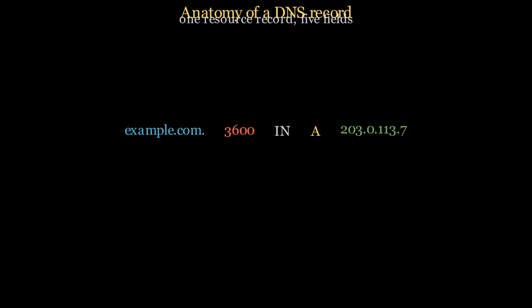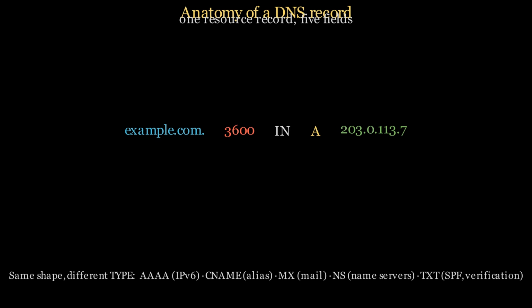Every answer DNS returns is a resource record, and it's just 5 fields in a row. This one maps a name to an address, the name being looked up. The TTL, how many seconds every cache along the way may keep this, 1 hour here. This single number is why DNS changes feel slow. The class, effectively always IN for internet. The type means an IPv4 address. And the R data, the actual answer this record carries. Change only the type, and the same 5-field shape carries everything else in DNS. IPv6 addresses, aliases, mail servers, the name servers themselves, and the text records behind email security.